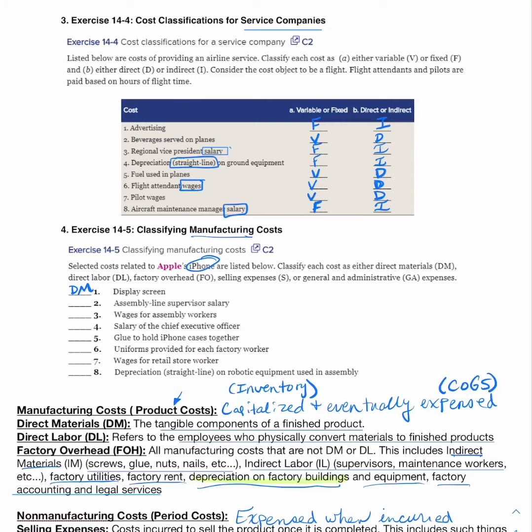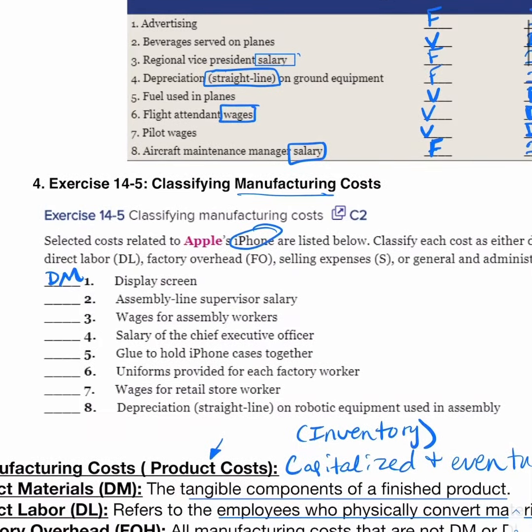Also, we point out here that accounting was listed as a factory overhead item, but notice this is factory accounting, whereas down here, we've got your just more general office-based accounting. So you have to be very careful. You understand these items could go either as a manufacturing cost or a period cost, simply depending on what they are related to specifically. So do make sure you slow down and read to make sure you get these questions correct.